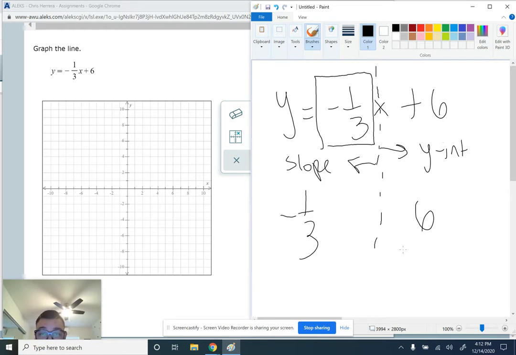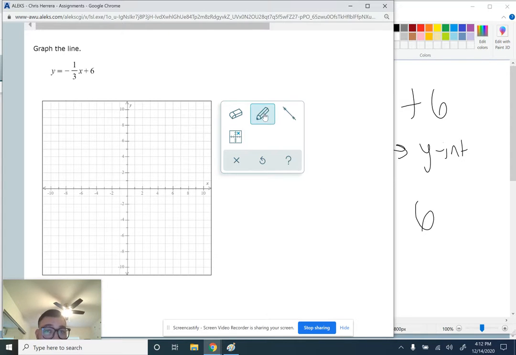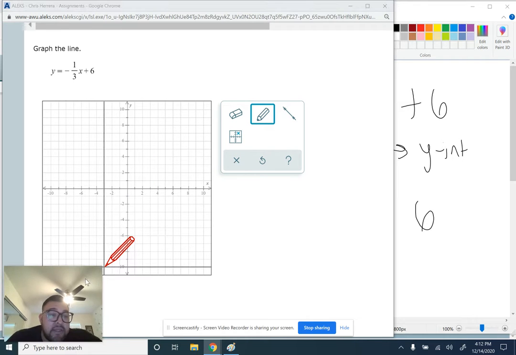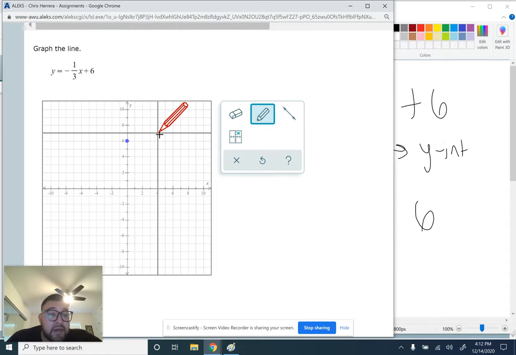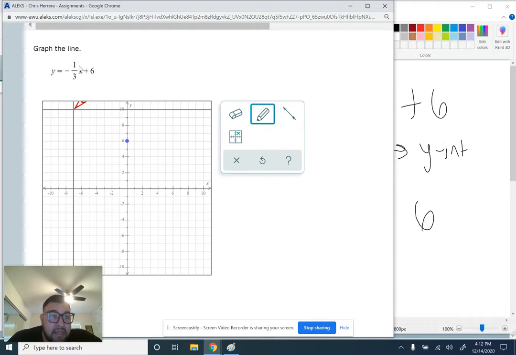Once we've identified our slope and our y-intercept, the y-intercept is our starting point. So the first thing I'm going to plot is that positive 6. Since it's my y-intercept, I'm going to start there. The second step is to look at the slope. We have determined that our slope is negative 1/3. And once you understand what that means, I have a negative slope.